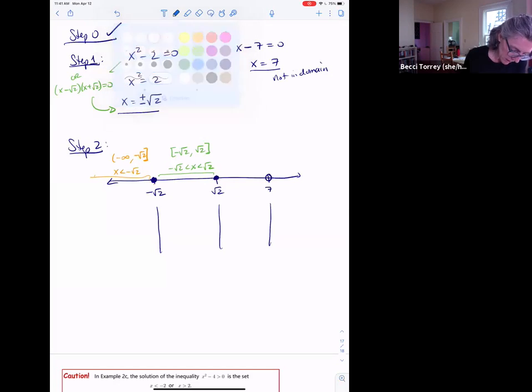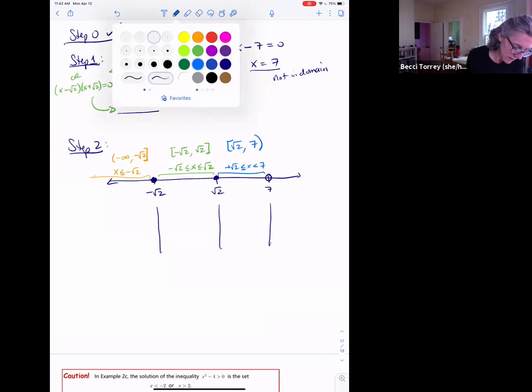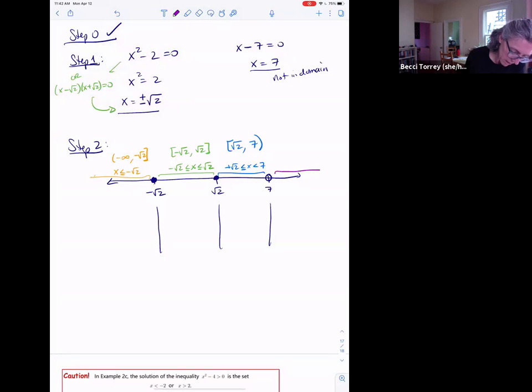Our next possible interval here is positive square root of 2 less than x less than 7. Really, I should put my equal signs here too, right? Less than or equal to. So this is square bracket square root of 2, 7 parentheses this time, because I'm going to throw out the 7 no matter what, because I don't want zeros in my denominator ever. And this is x bigger than 7. And again, we're not including 7. We're going to infinity. So those are the 4 regions that we're working with.